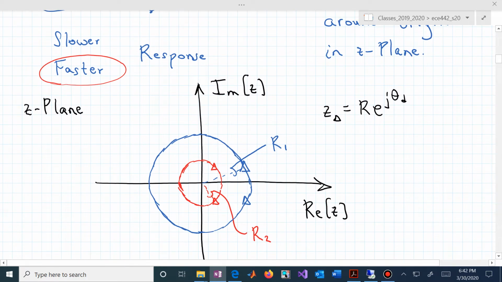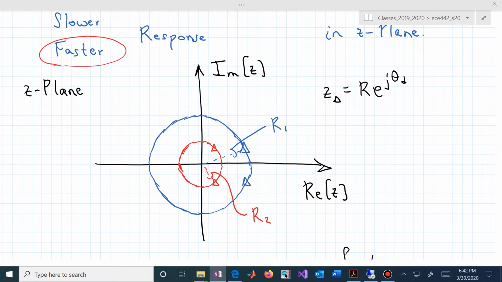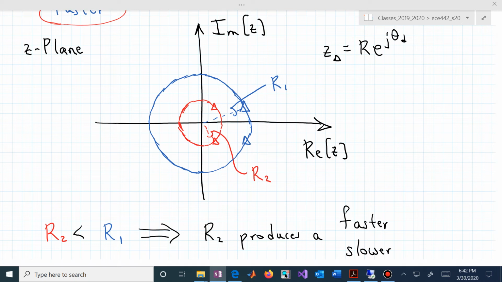Translating that then into the z-plane, we could now draw two concentric circles, and they each have complex conjugate poles. Those are represented by the triangles here in this diagram, associated with poles that are a certain distance, r sub 1 or r sub 2, away from the origin. Here you can hopefully see that the red circle is inside the blue circle.